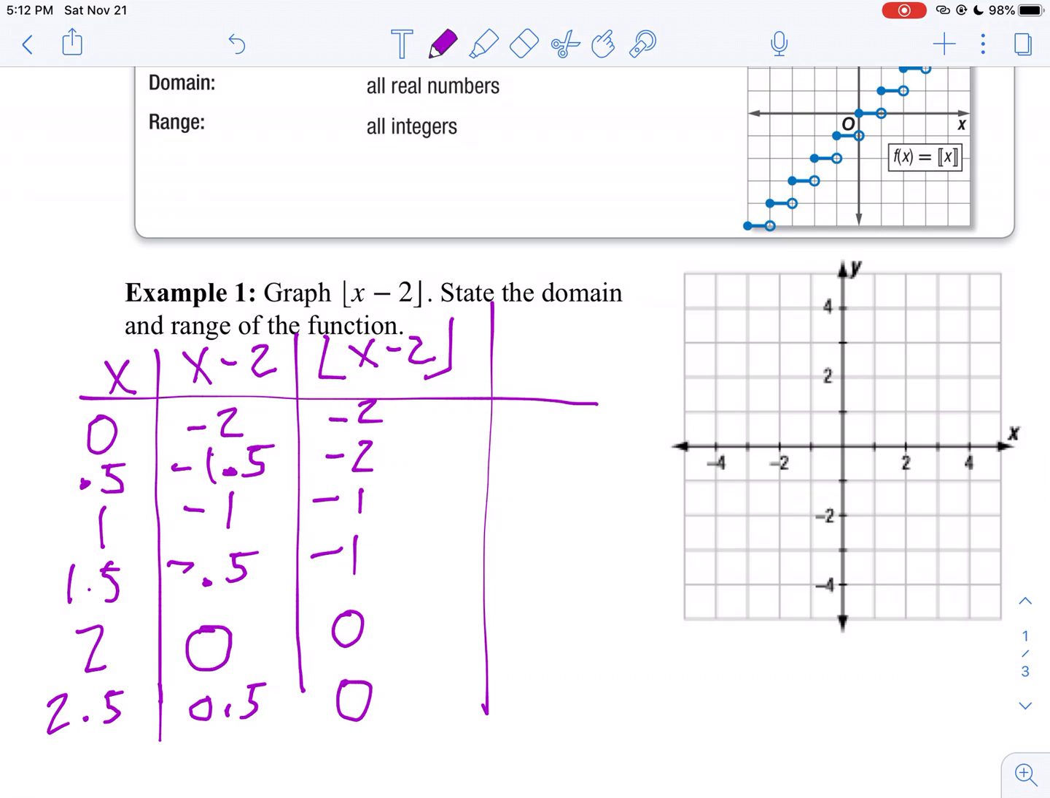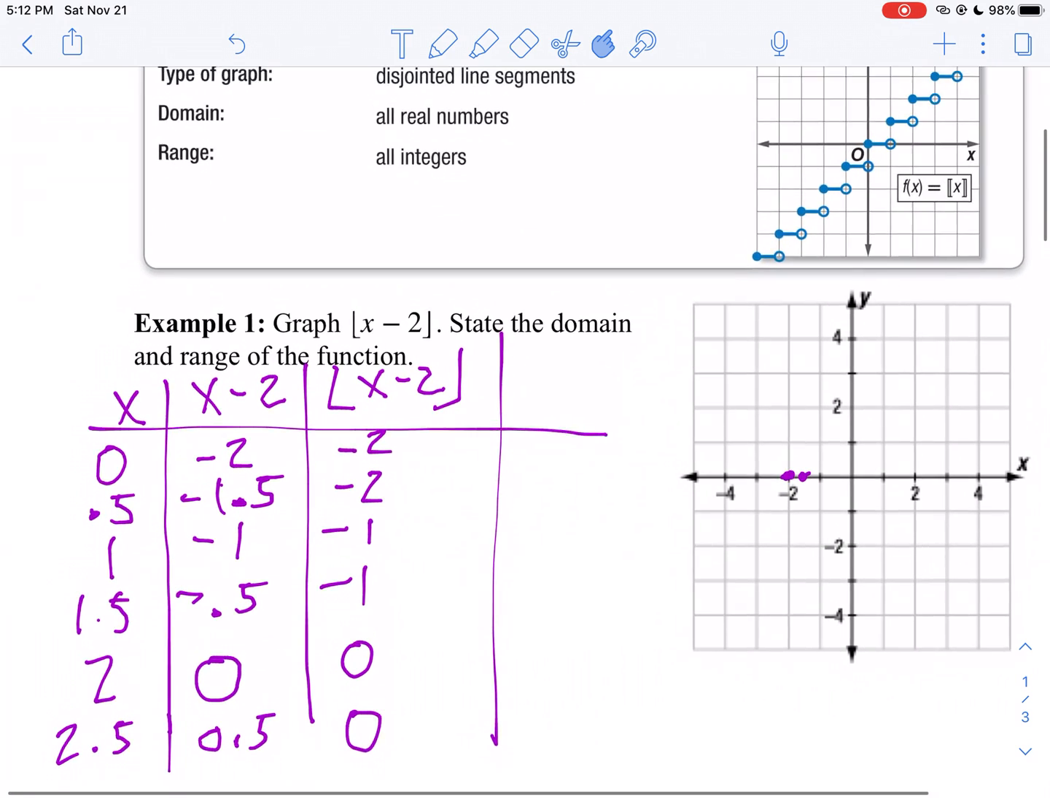So you can kind of see what's going on here. Whoa, I just noticed I did that backwards. Let's try that again. I was doing the wrong one.